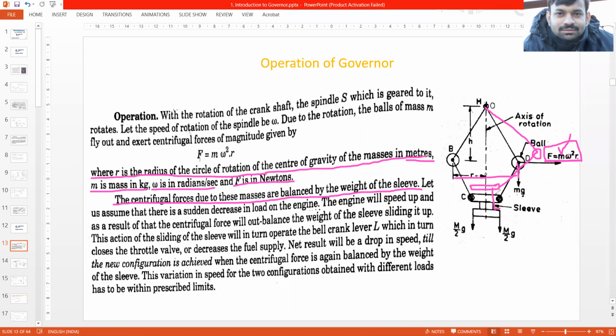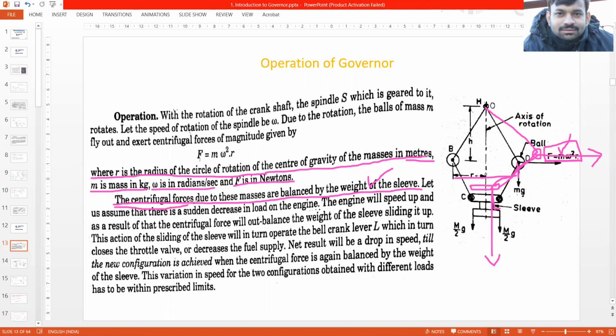Sleeve, next position of the sleeve is over here. Now this outward force, m omega, what this sentence is saying is that the outward force is balanced by the weight of the sleeve. The weight of the sleeve is acting downward, and this unbalanced force is acting outward, and these two forces will balance each other at some point.